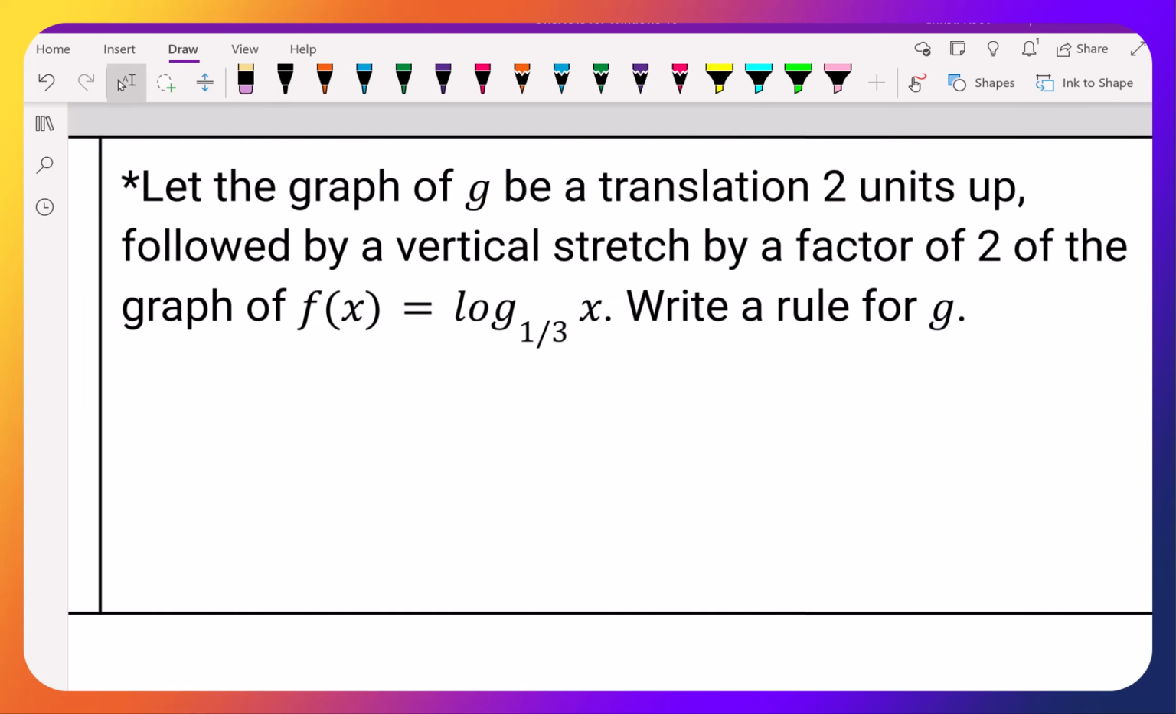So this one's got an asterisk on it because it's a little bit more difficult. We have talked about it in class. No, it is not honors level. You should be able to do this, okay?